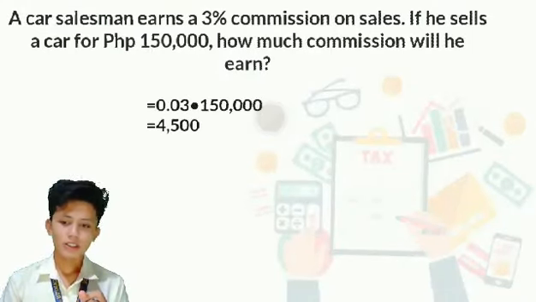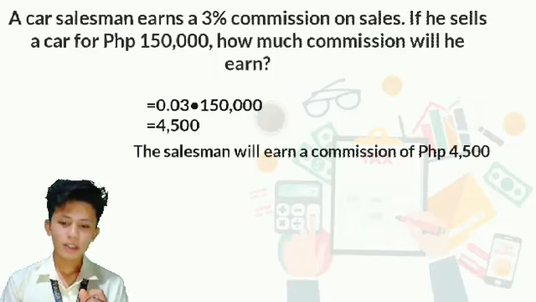0.03 times 150,000 is equal to 4,500. So the salesman will earn a commission of 4,500 pesos.